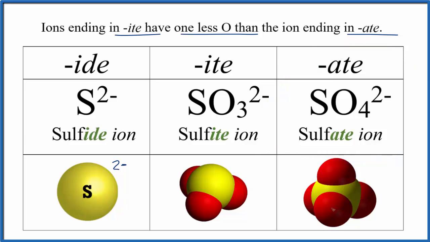There are very different substances here. Here we have just sulfur with the 2- ionic charge. Here we have this trigonal pyramidal molecular geometry. And for the sulfate, we have a tetrahedral molecular geometry. They also have very different reactivities.